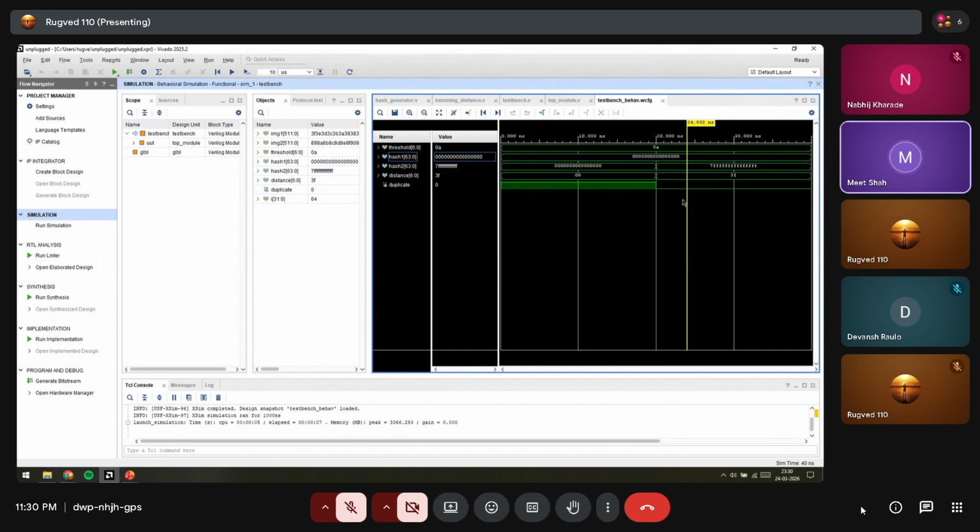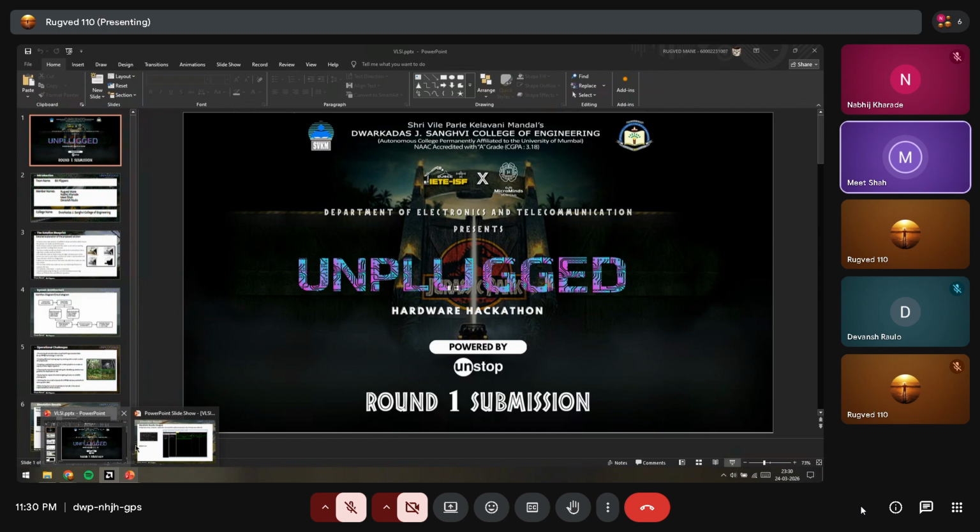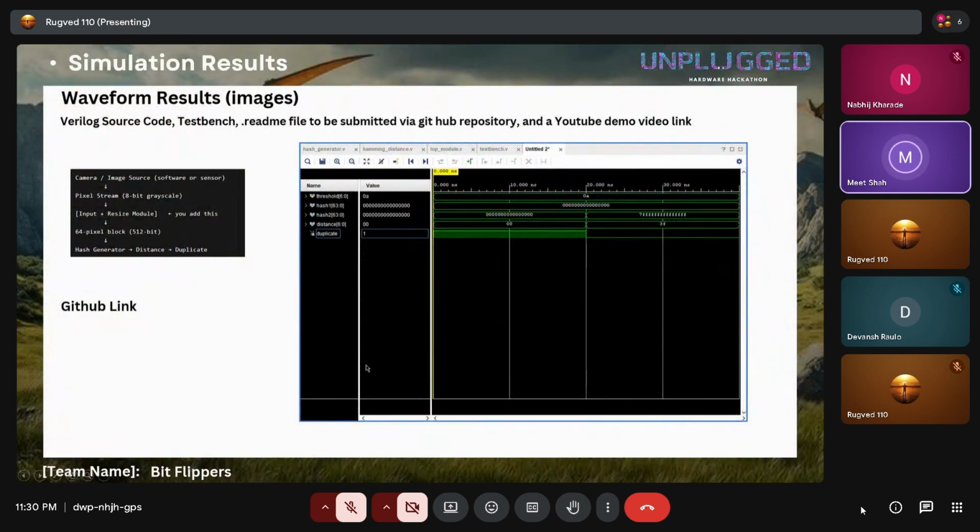Coming to the conclusion, the complete implementation includes Verilog source code, test bench, simulation results, and a GitHub repo, along with this documentation and demonstration video. This system provides a fast and hardware-efficient solution for duplicate image detection in wildlife monitoring systems.